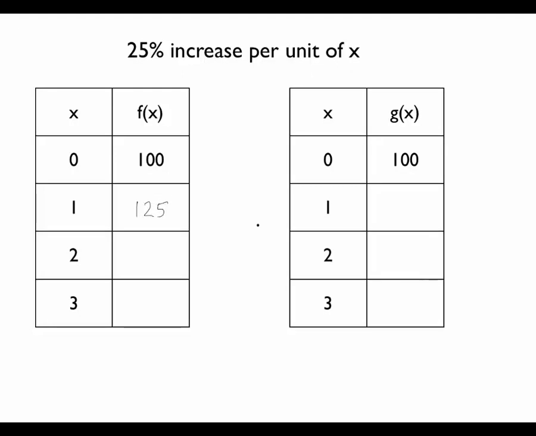25% of 100 is 25. If we increase by 25%, we'll increase by 25. Okay, so I want to put that on both here. So 3 times 25% is 75%.